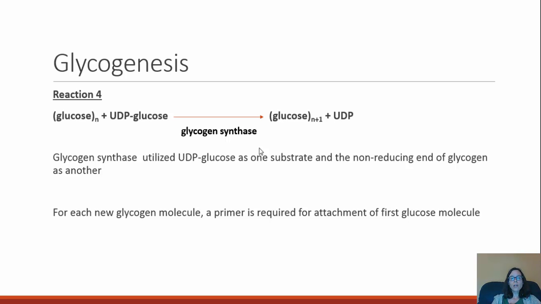However, for each new glycogen molecule, a primer is required for attachment to the first glucose molecule. So first, we really need this primed molecule in order for glycogen synthase to be able to add these glucose molecules on via the alpha-1,4 bonds.